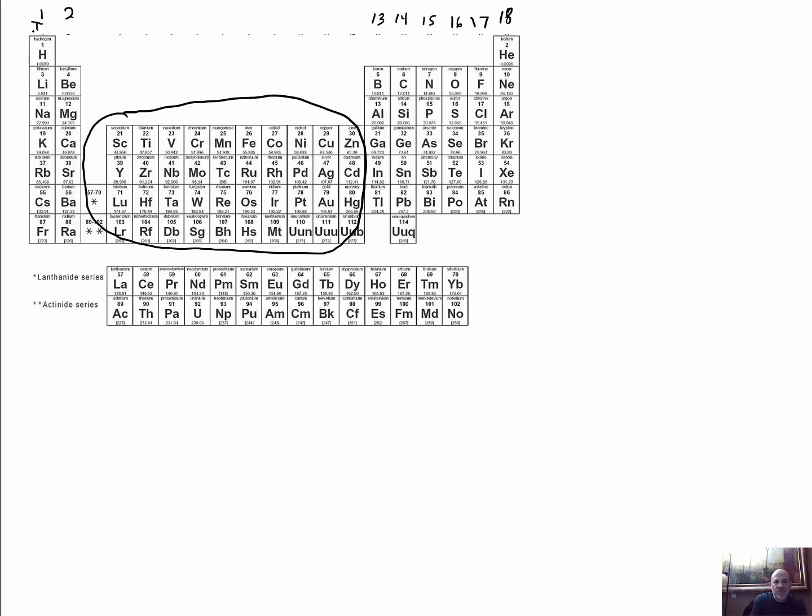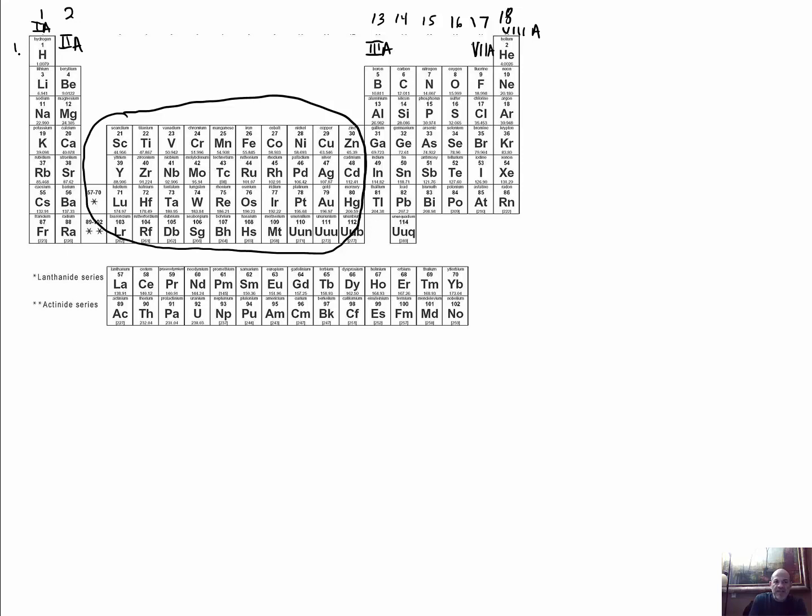Sometimes they give these Roman numerals. This would be 1A, 2A. Instead of 13, this would be Roman numeral 3A, 4A, 5A, 6A, 7A. So 7 would be a V with 5, 6, 7, and then an A. And then the last one would be 8A, so V, 5, 6, 7, 8, and then A. So this would be the 8th column in the main block elements. Now if we understand that, this is going to help us determine the number of valence electrons right away.